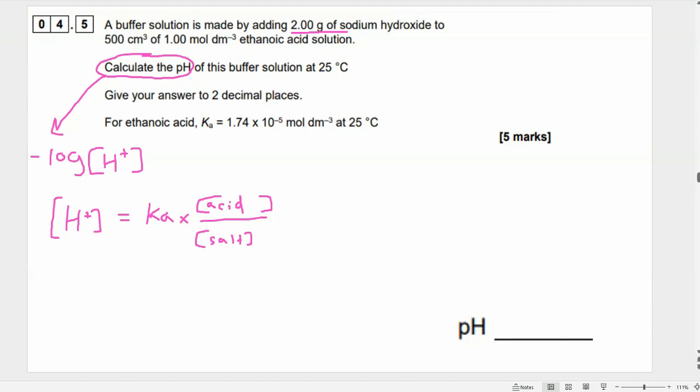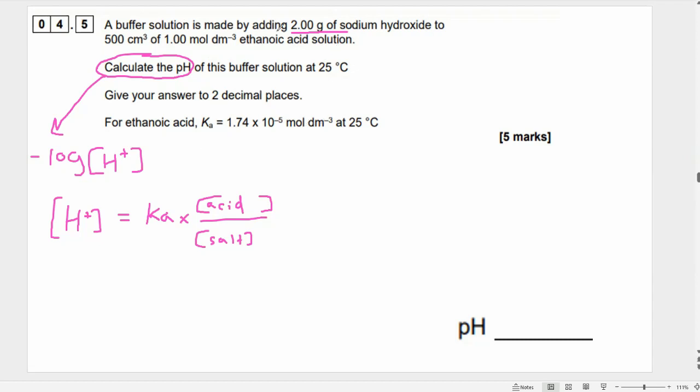So if you can remember that equation, hydrogen ion concentration is equal to the Ka of the acid over the salt. For buffers, you're absolutely sorted. Okay, the next step, there's one little further complication. We've been told that a buffer solution was made by reacting sodium hydroxide to 500 cm³ of 1 mol dm⁻³ ethanoic acid solution. We have to remember that normally here the acid or the hydroxide, one of them is going to be in excess. So let's go on and find out how many moles we've got.